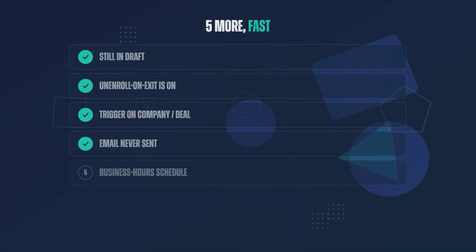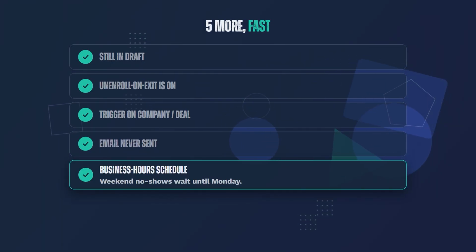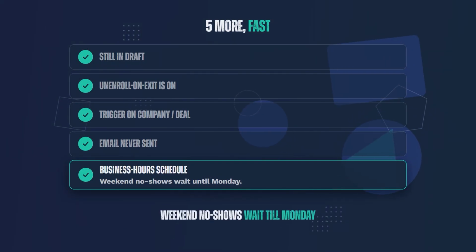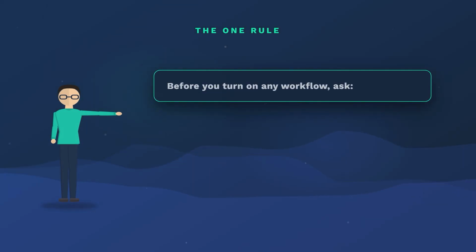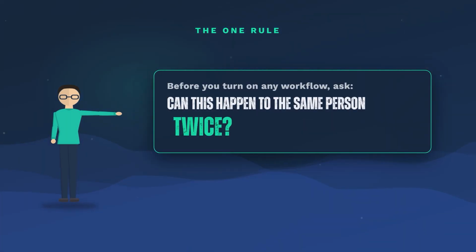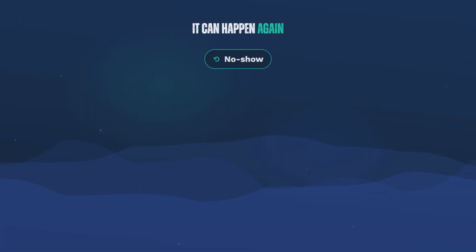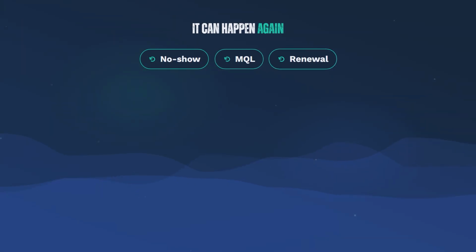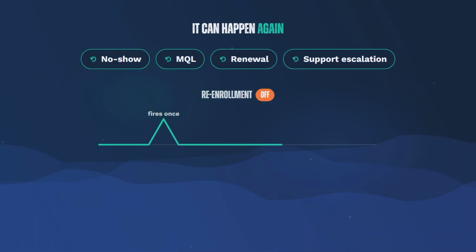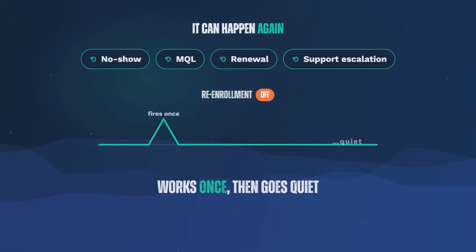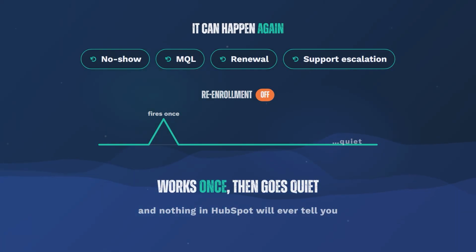And number 5, your enrollment schedule is set to business hours, so weekend no-shows wait until Monday, and you assume it's broken. Here's the rule to prevent all of this. Before you turn on any workflow, ask one question: can this happen to the same person twice? A no-show can, an MQL can, a renewal can, a support escalation can. If the answer is yes and re-enrollment is off, your workflow will work exactly one time and then go quiet. And nothing in HubSpot will ever tell you.